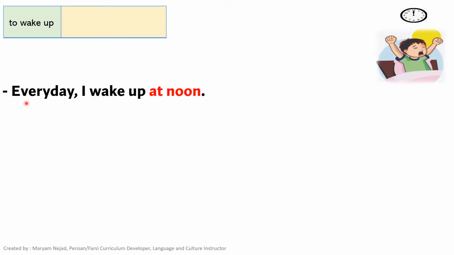Next example, every day I wake up at noon. So what is the verb here? The verb is to wake up, which in Farsi is bidar shodan. What is this thing here in the bracket? That's the present stem. Why do we need the present stem? Because the tense is simple present tense. We're talking about a repetitive habit happening every day. So we need to have simple present tense.